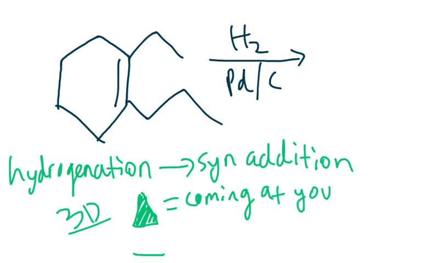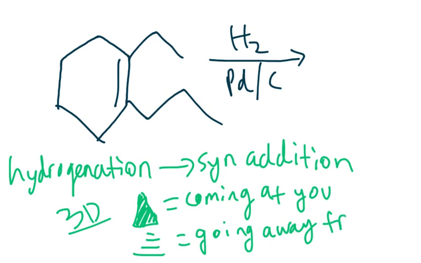If you see a dash, a bond represented by a dash, this means that that bond is going away from you, into the screen. So knowing that, this cyclic compound has, on these two carbons involved in the double bond, an ethyl group coming off of it and a propyl group coming off of it. When you add the hydrogens on, it's syn addition.